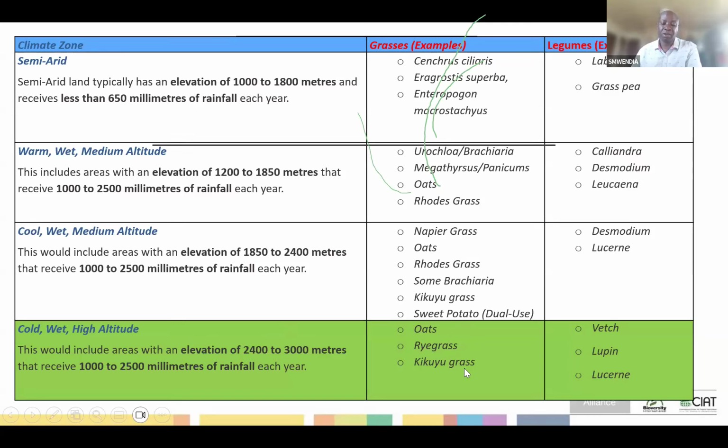Here you can grow largely the C3 like oats or ryegrass. And although Kikuyu grass is a C4, we have found that it can also adapt in such a context relatively well. And for the legumes you can grow there, you can think about vetch, lupin or lucerne. And again, the question boils down to availability of seeds, but some of these can also be available through the community-based organizations.